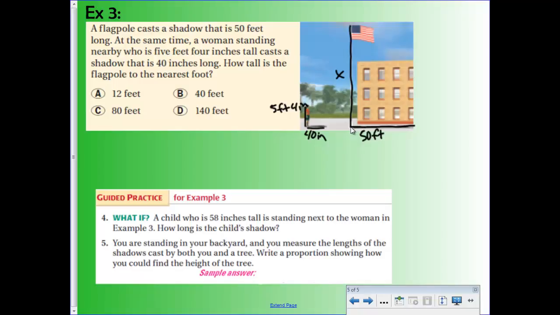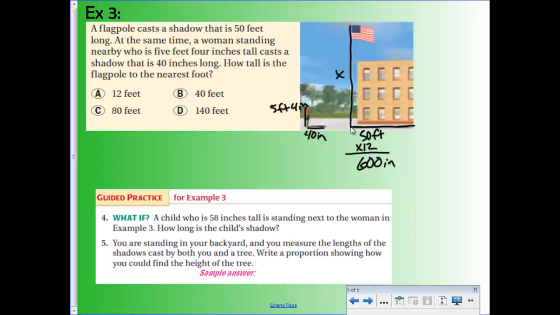So here's what I'd like to do. I know that 1 foot is 12 inches. 2 foot is another 12 inches. 3 foot's another 12 inches. How am I going to turn 50 feet into inches? Times it by 12. I have 50 12 inches. 50 sets of 12 inches, right? So if I multiply, that gives me 600 inches is the length of that shadow on the flagpole.